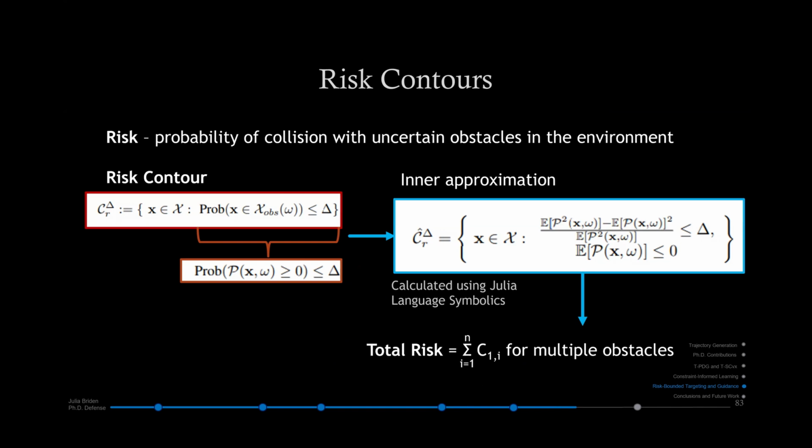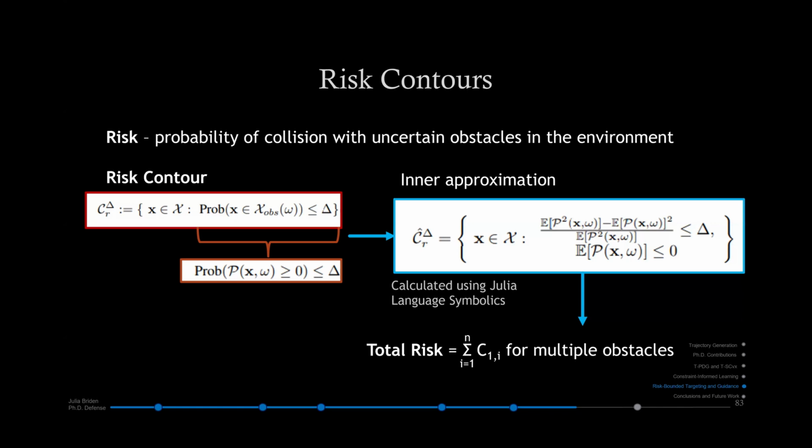So now to compute the risk contours, we first want to define risk, which is the probability of collision with uncertain obstacles in the environment. And so the risk contour is described as a set such that the probability that the point that you're looking at is inside of one of the obstacles is less than or equal to an allowable risk percentage. So it's delta. So for example, if you want like a 90% guarantee, then you have delta 0.1.